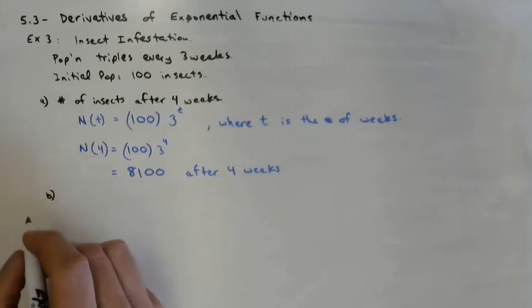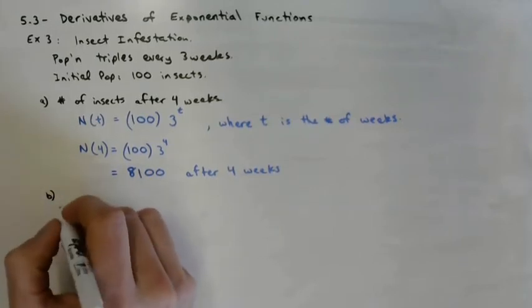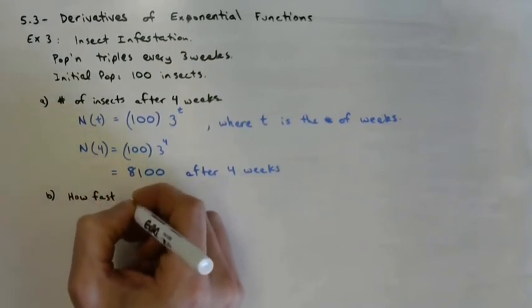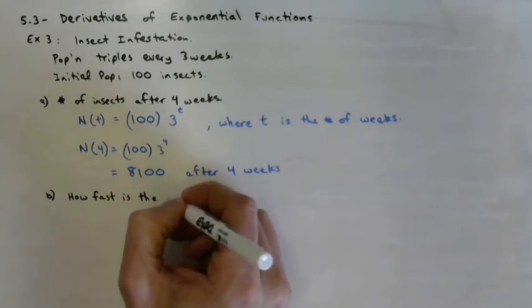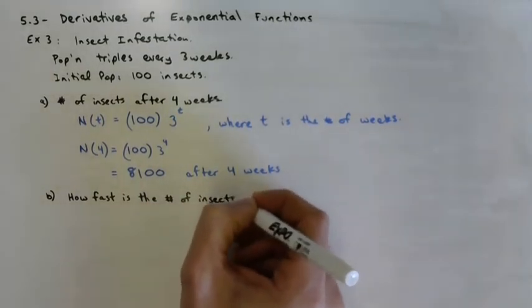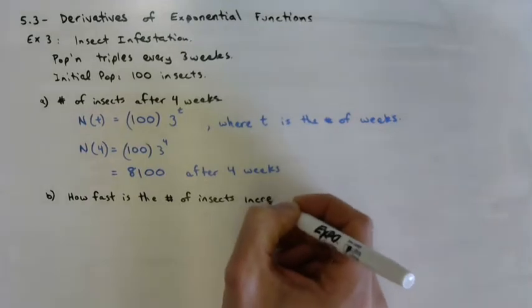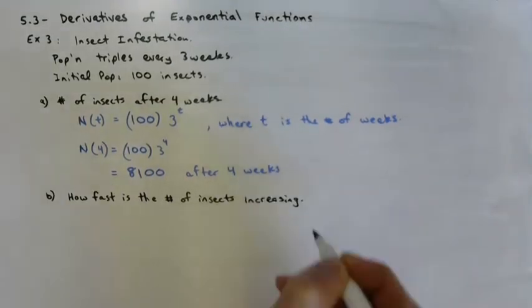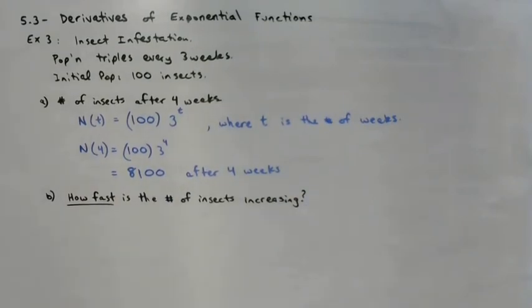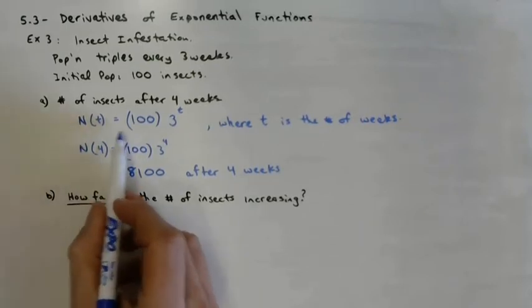B says, how fast is the number of insects increasing? And when you hear something like how fast, your rate of change alarms should be going off, which means we need to differentiate our number function.